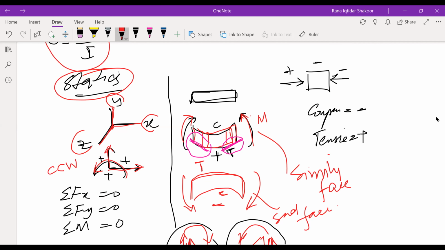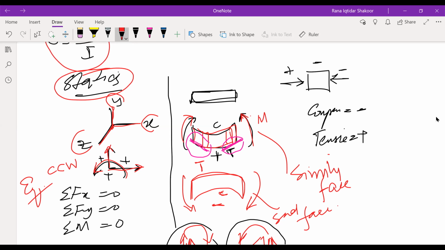This is counterclockwise attraction. So the moment is positive counterclockwise, and the rest of the forces are positive in the positive x and positive y axis. So the equilibrium condition is: sum of all the forces in the x direction is equal to 0, sum of all the forces in the y axis is equal to 0, and sum of all the moments should be equal to 0, right?